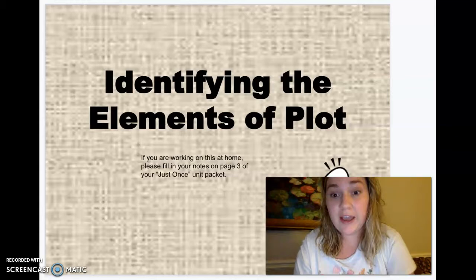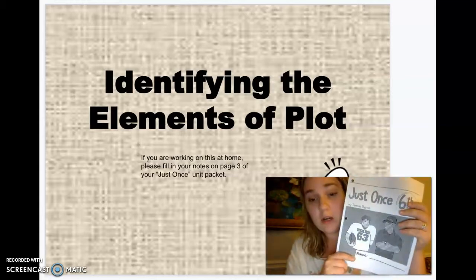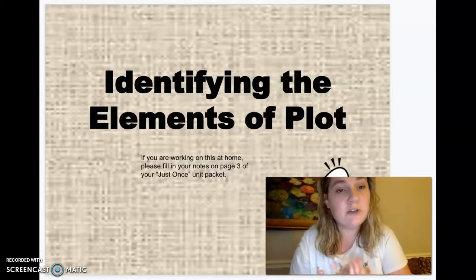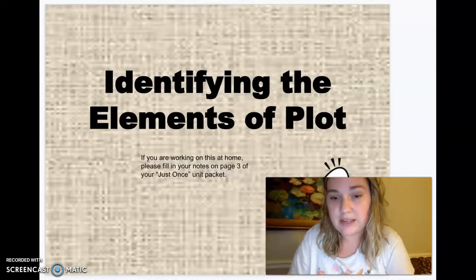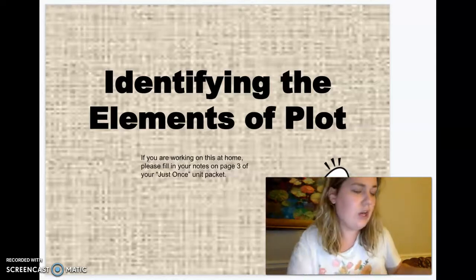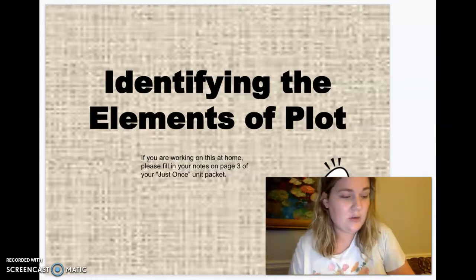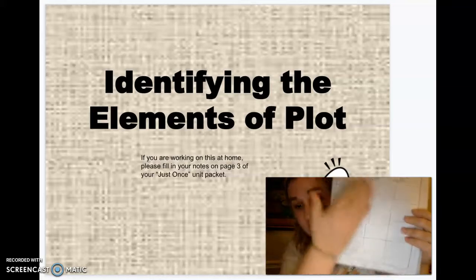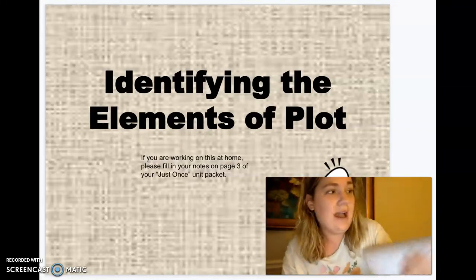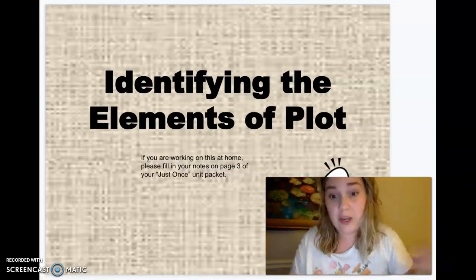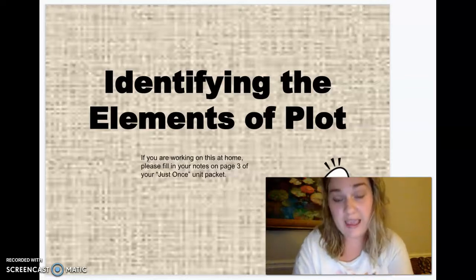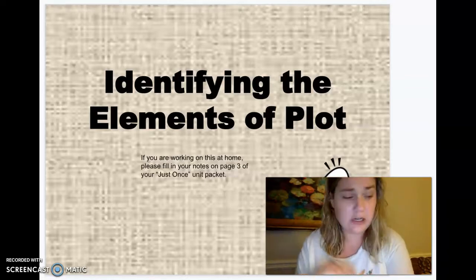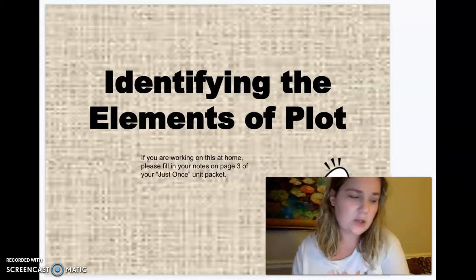But make sure you have in front of you your Just Once unit packet and a pen or a pencil, preferably a pencil in case you have to erase and come back and go over. Yesterday, you talked about the setting, and you should have this filled out. I sent home an answer key with your parents or home teachers that would help if you were not sure of an answer or if something was confusing to you.